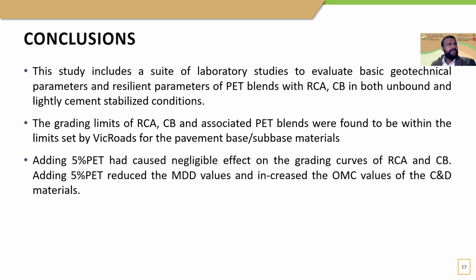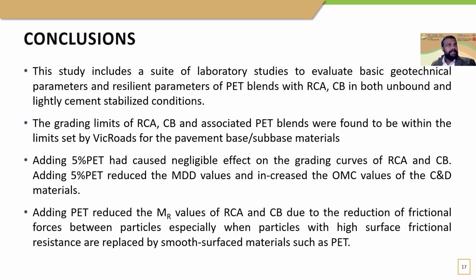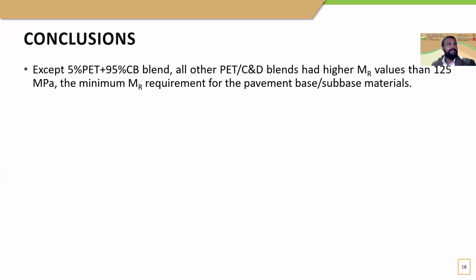Adding 5% PET reduced the MDD values and increased the OMC values of the C&D materials. Adding PET reduces the MR values of the RCA and CB due to the reduction of frictional forces between the particles, especially when particles with high surface frictional resistance are replaced by smooth surface materials such as PET.